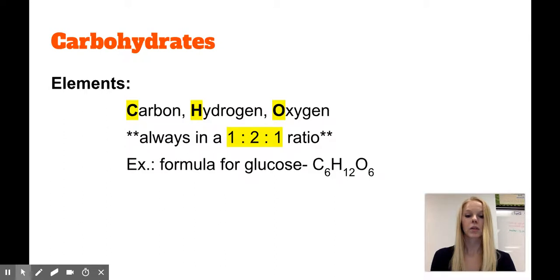For example, glucose is C6H12O6. For every carbon atom, there are 2 hydrogen atoms and 1 oxygen atom. This ratio is constant for all carbohydrates.